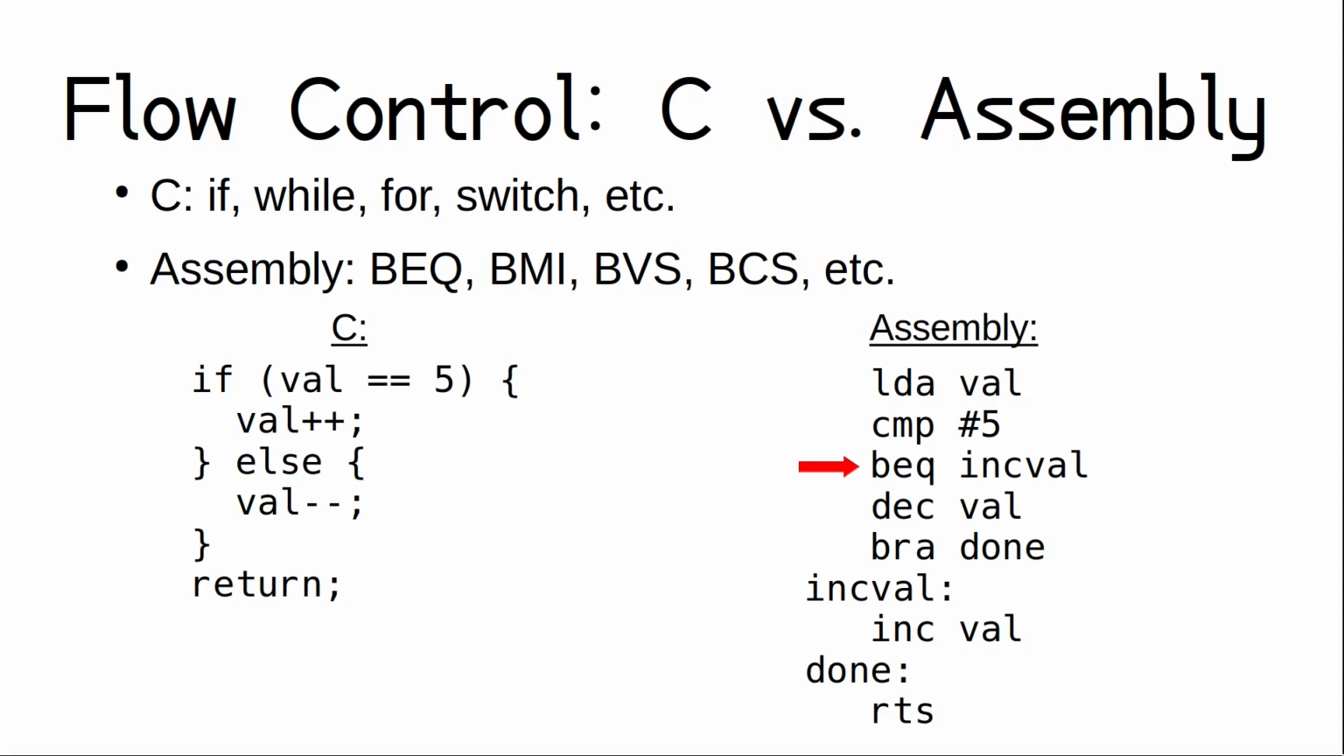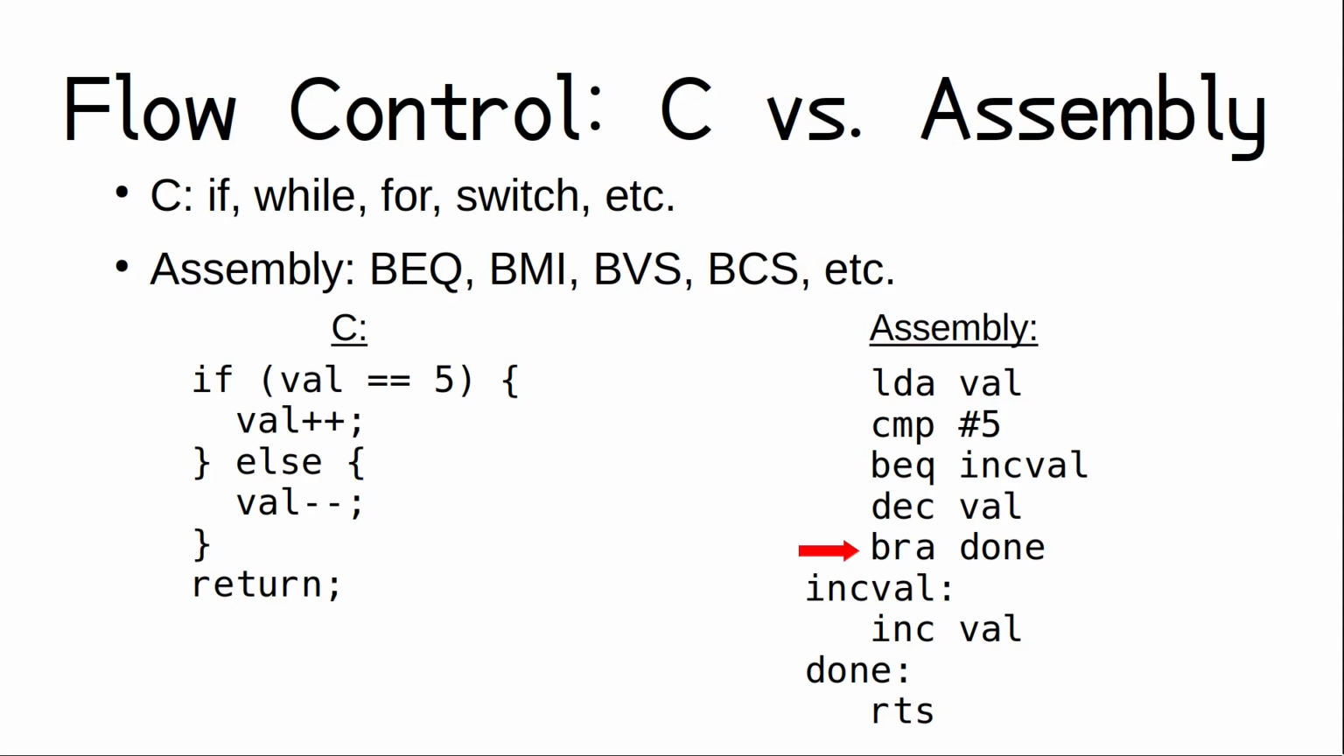If the Z bit was not set, meaning that the value is not equal to 5, then execution would have continued on to the DEC instruction, which will decrement the value. And then the BRA instruction does an unconditional branch to the done label. An unconditional branch behaves just like the jump instruction, but it uses relative addressing, so it can only be used for nearby addresses, but has the advantage of taking up less space. Please note that BRA was added to the instruction set for the 65C02 and is not available for earlier processors.